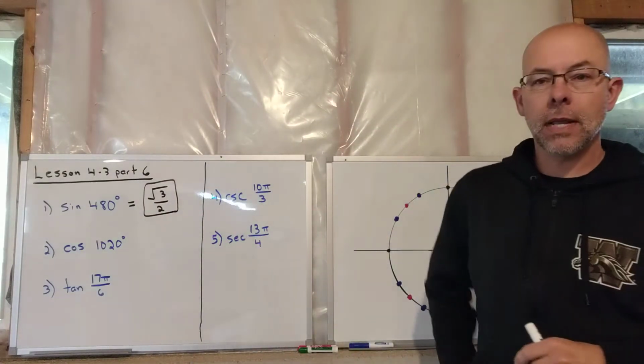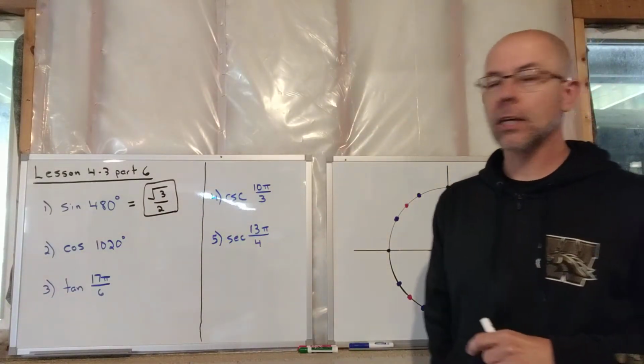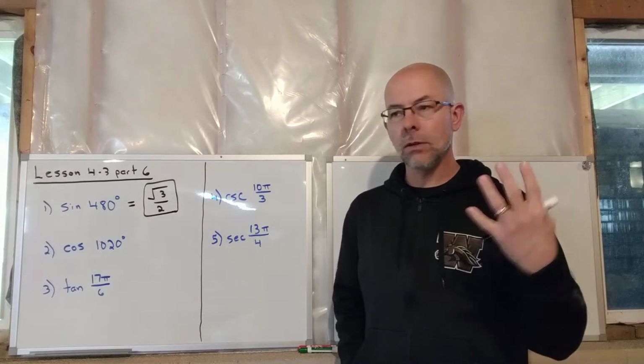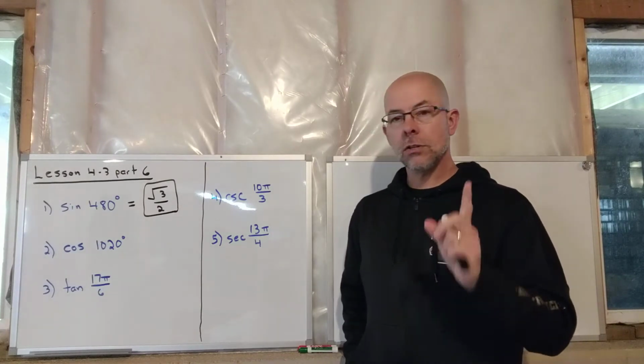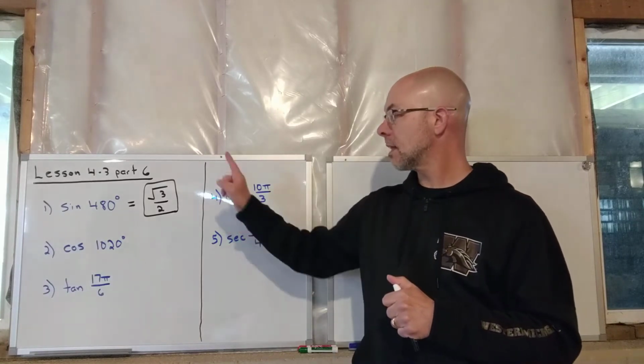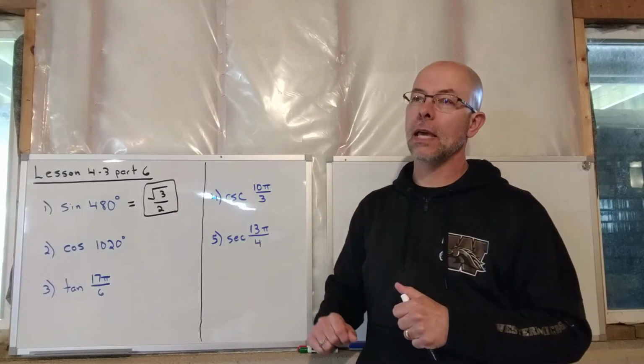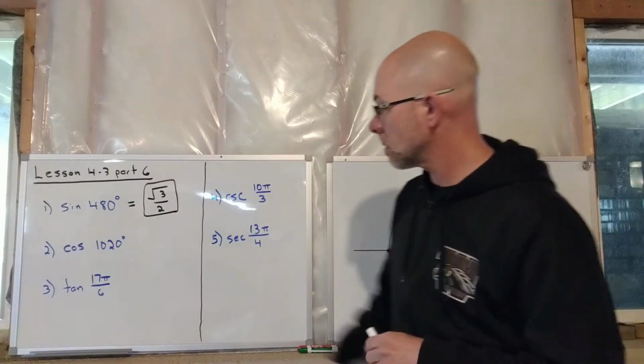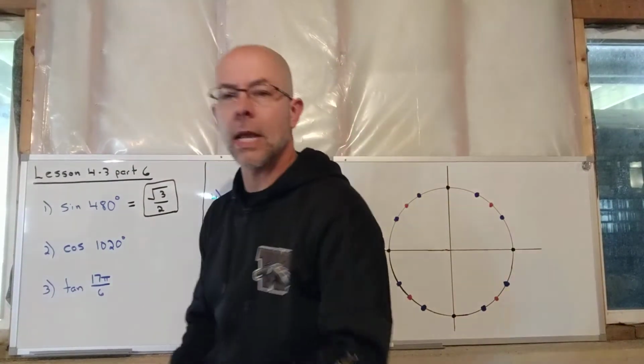So the sine of 480 is square root of 3 over 2. Now a little check you could do on your calculator to say, did I do that right? Make sure your calculator's in degree mode and hit sine 480. It should say the decimal version of that, which is 0.866. I talked about that in one of the other videos. Okay, 1020. I'm going to do the same thing.